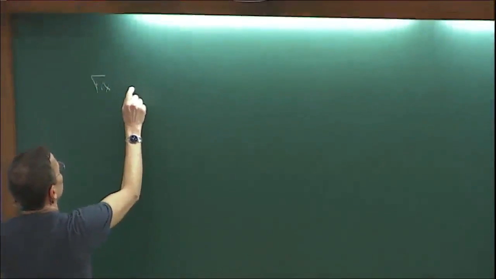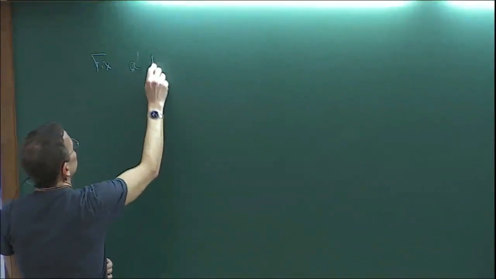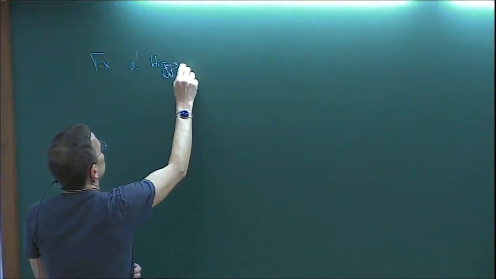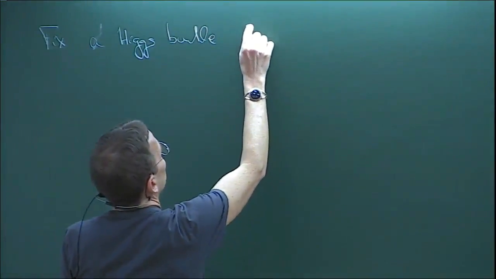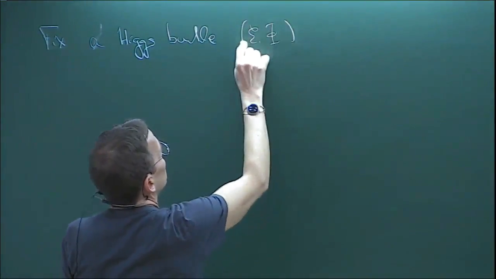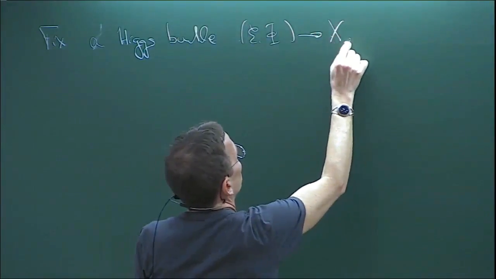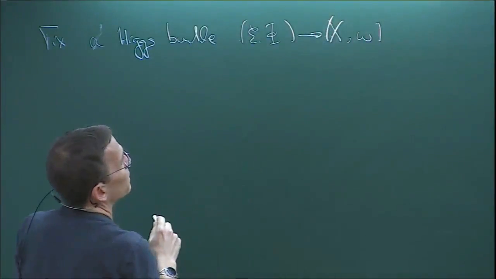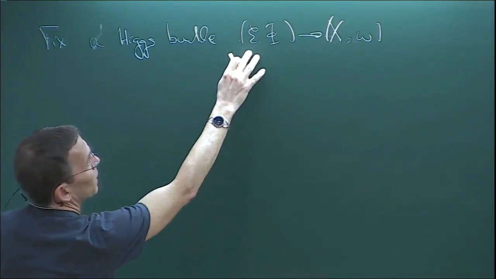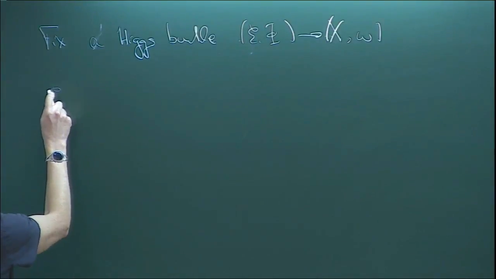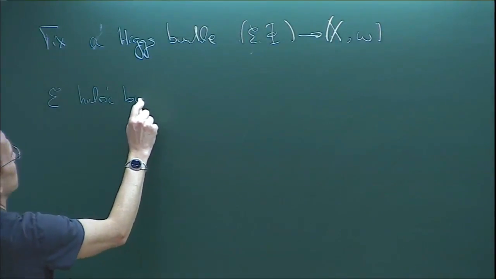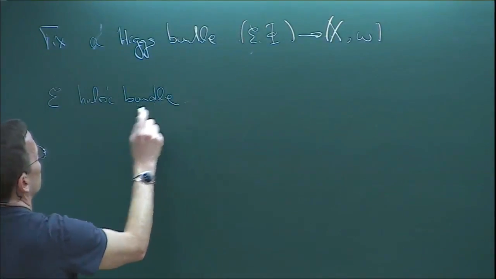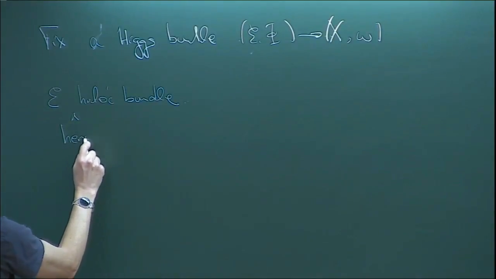So let's fix a Higgs bundle (E, phi) on a compact Kaehler manifold with Kaehler form omega. Here I'm going to assume that E is a holomorphic bundle, so this is a holomorphic bundle with a Hermitian metric. So it's a Hermitian holomorphic bundle.